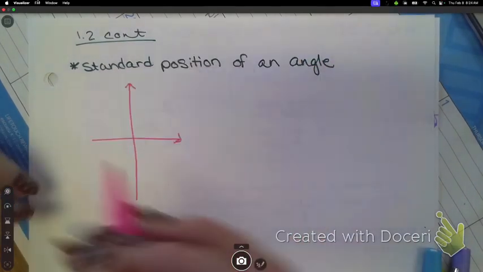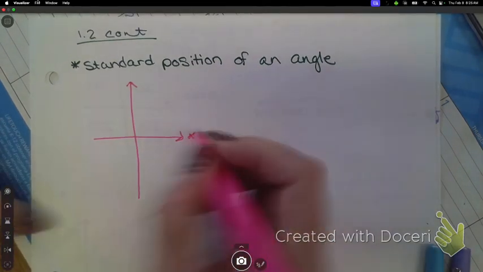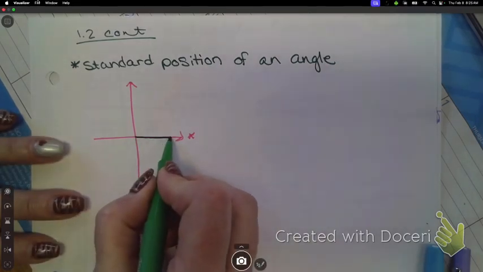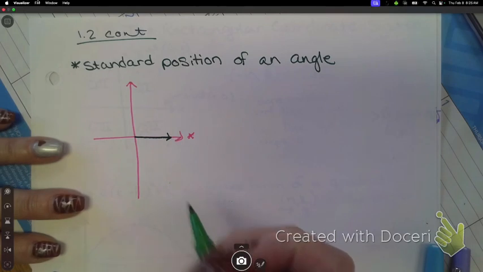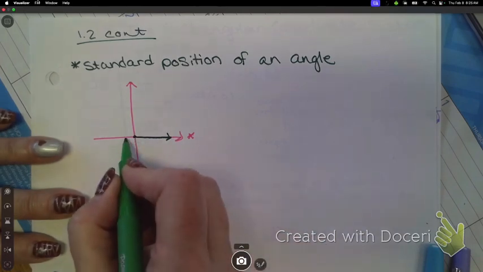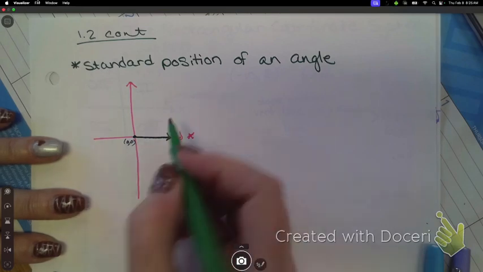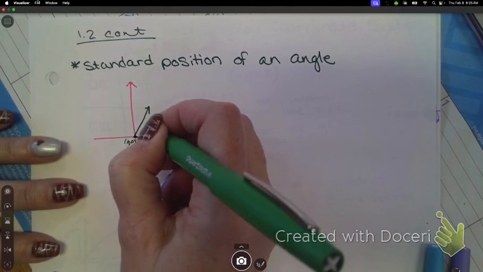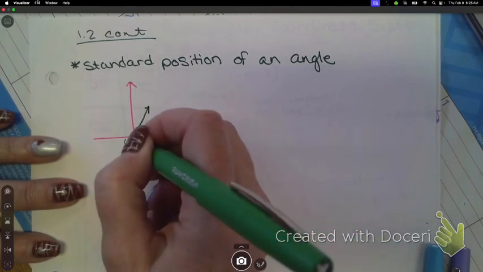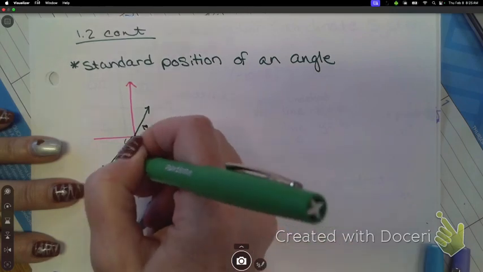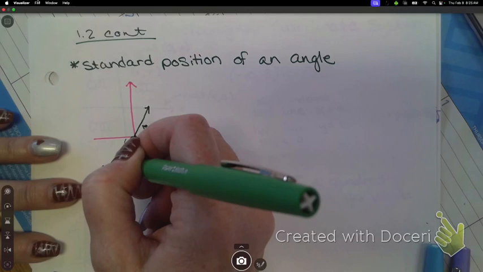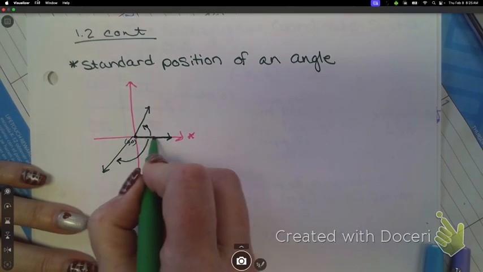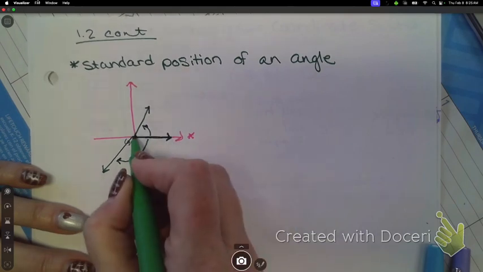The initial ray lies on the positive x-axis, and the vertex is at the origin. And it can rise and fall from there. It doesn't matter. Okay, but standard position is initial ray along the positive x-axis, and the vertex is at 0, 0.